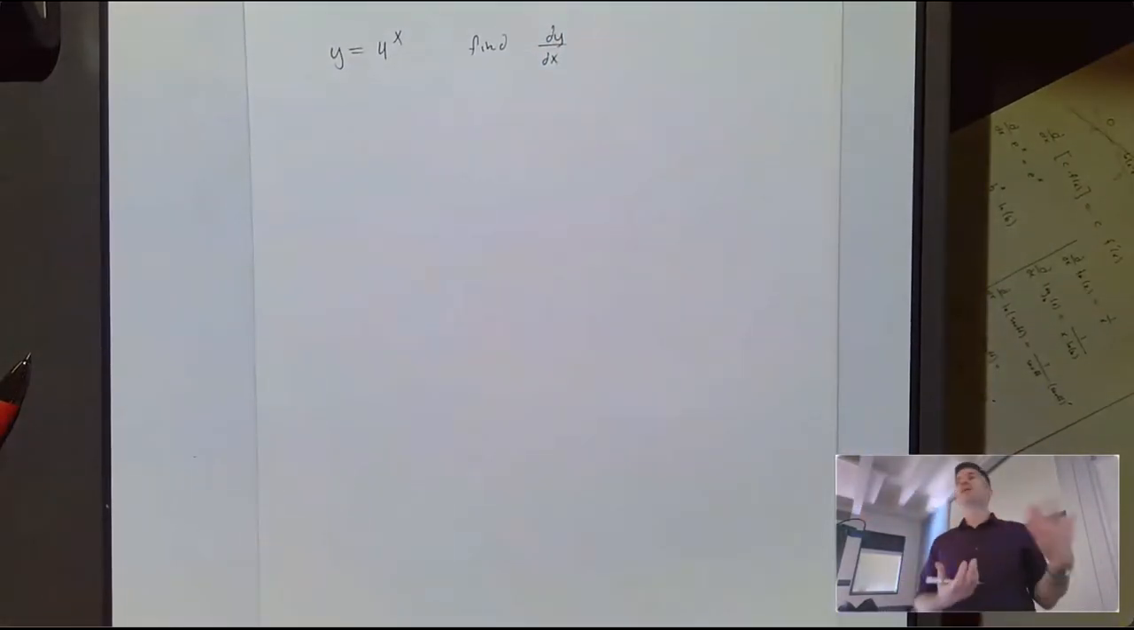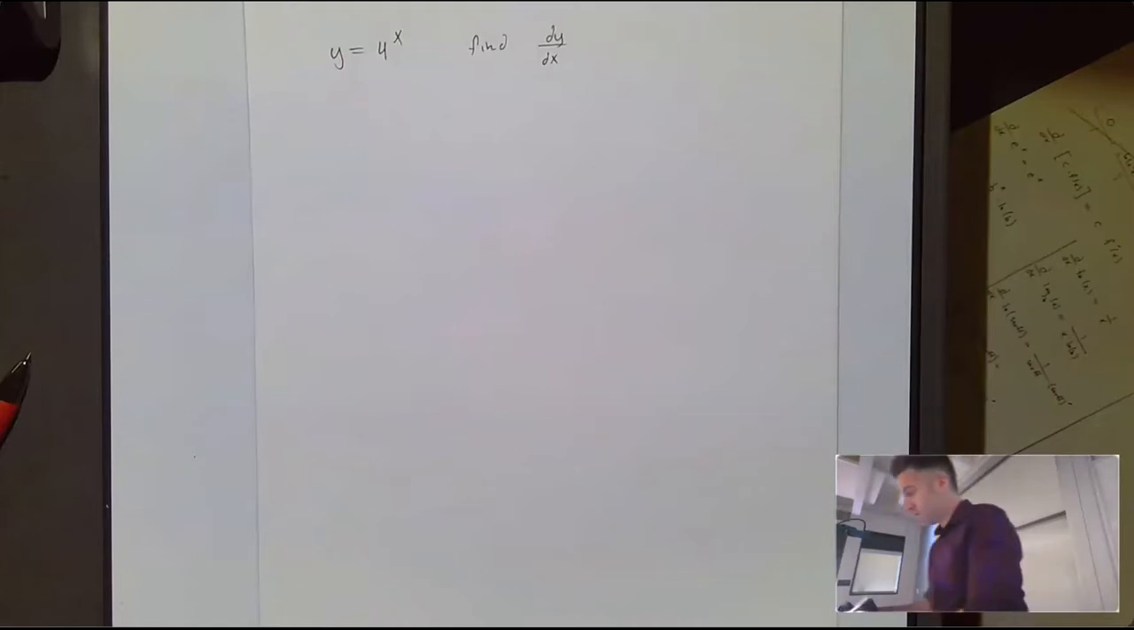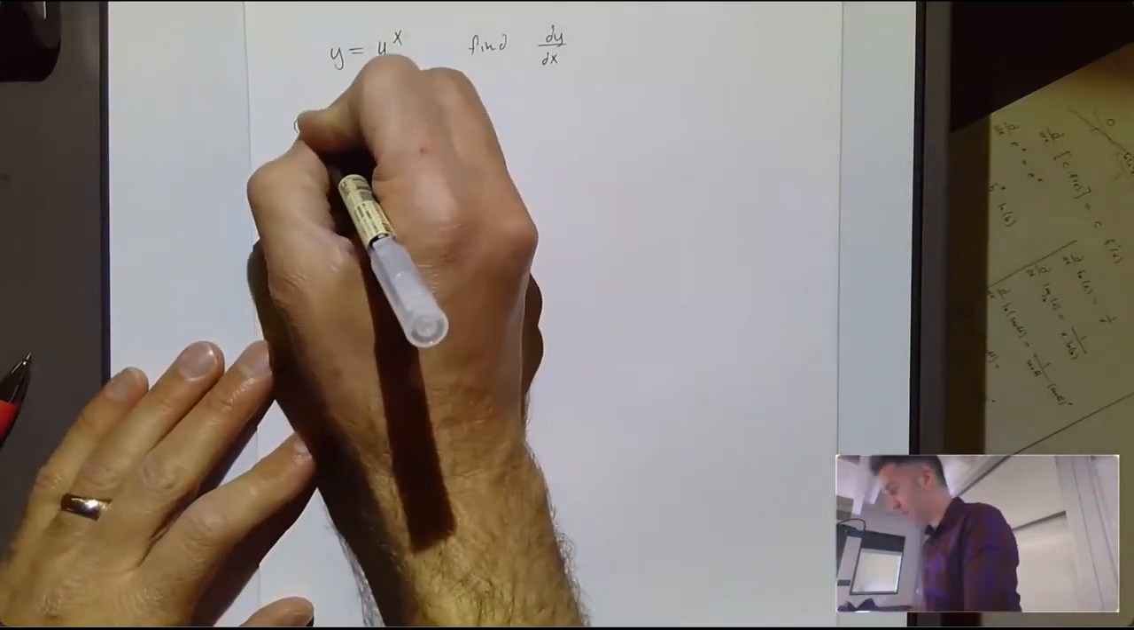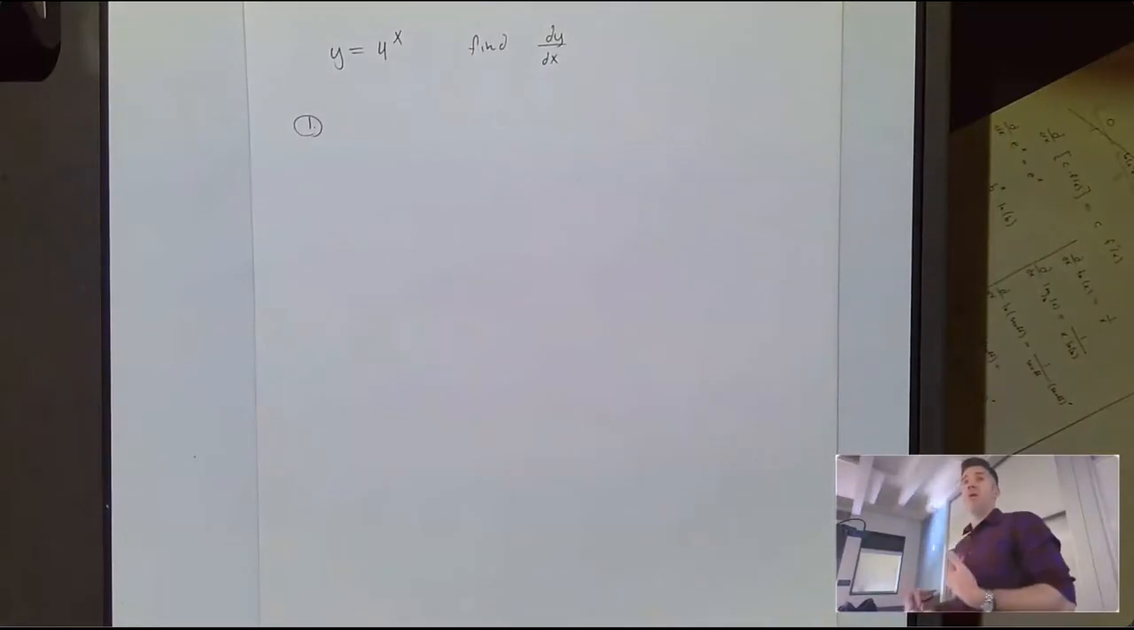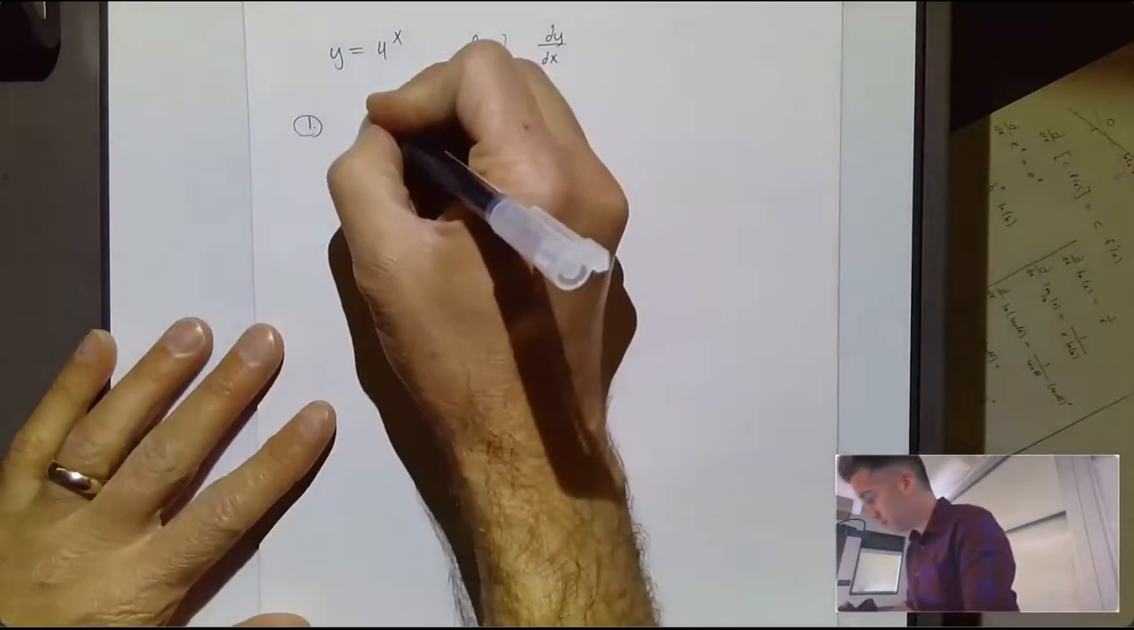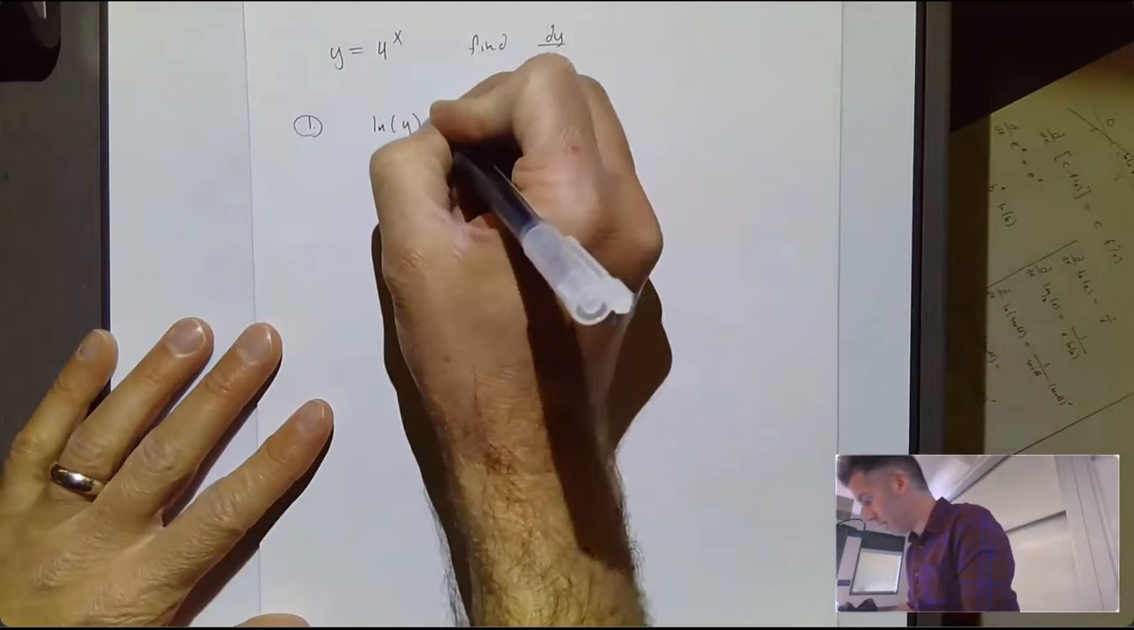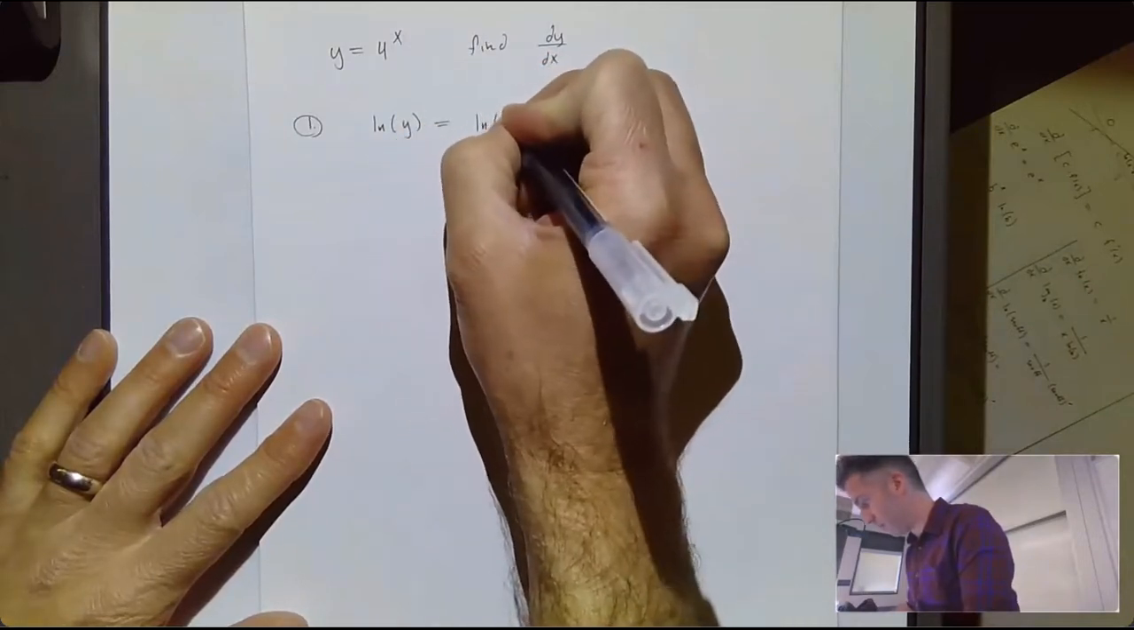There are at least 2 ways of doing this. Let me show you one of them. Which one do I want to show you? I want to show you the one I like better, to be honest. So one way of doing this is to take the natural log of both sides. The natural log of y equals the natural log of 4 to the x.